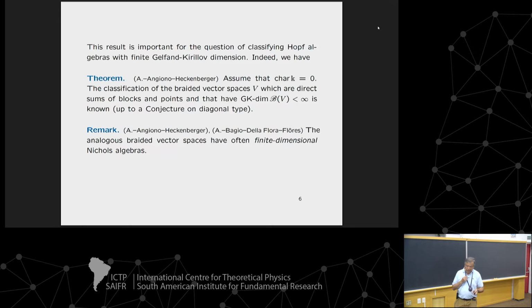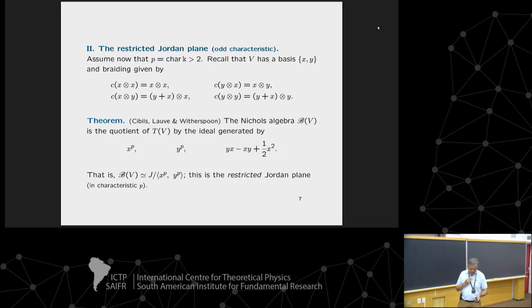And we started by the Jordan plane because it's the easiest example, and we need to understand the representation theory of the Jordan plane before going on to the more general cases. Another observation is that in a couple of papers, we observed that these braided vector spaces, which I am not describing, but that appear in the classification, also give rise to finite dimensional Nichols algebras in positive characteristic. So I forgot the phrase positive characteristic.